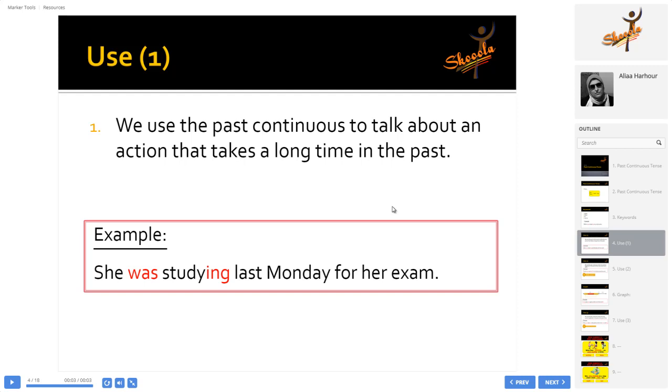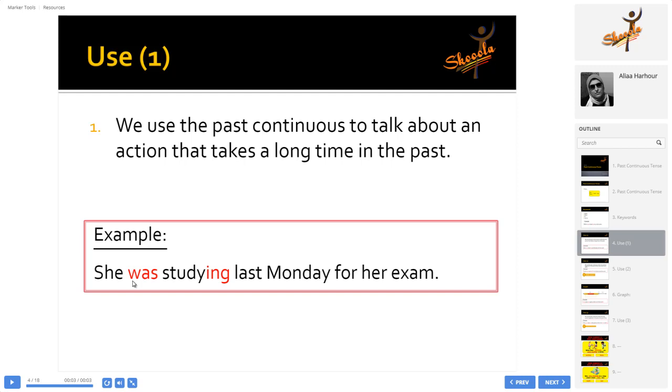For example, she was studying last Monday for her exam. Yesterday was a hard day for me. For example, let's start like this. We are talking about a certain girl and she had exams. So yesterday was a tough day for May. She was studying last Monday for her exams. Do we have a keyword here? I don't have a keyword here. Why? Because I'm not saying that a certain action was cut or interrupted by another one. I'm saying that the action, which is studying, takes a long time in the past.